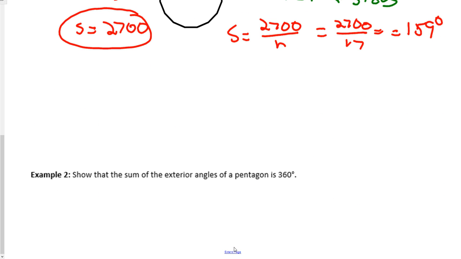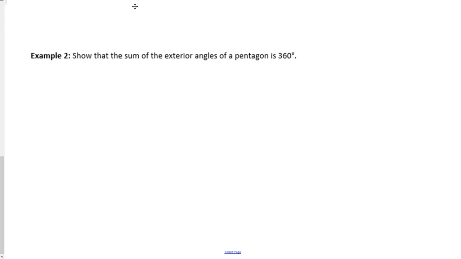All right, example 2. Now we want to show the sum of the exterior angles of a pentagon is 360 degrees. So pentagon, penta meaning 5. See if I can draw one here using the power of technology. That one worked out quite nice. So now I want to find the sum of the exterior angles.